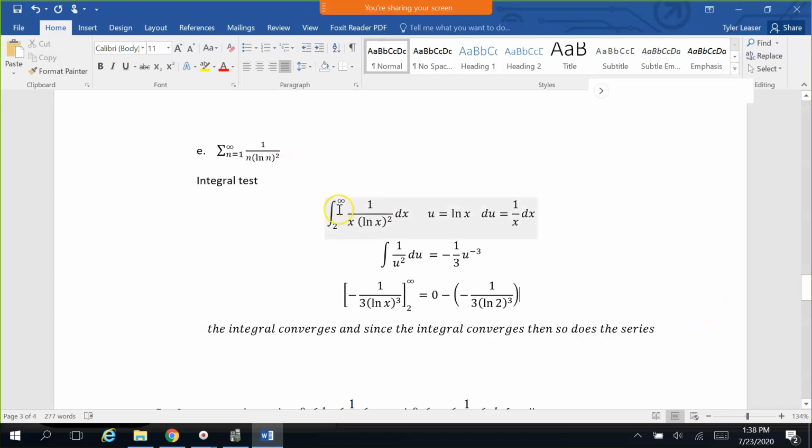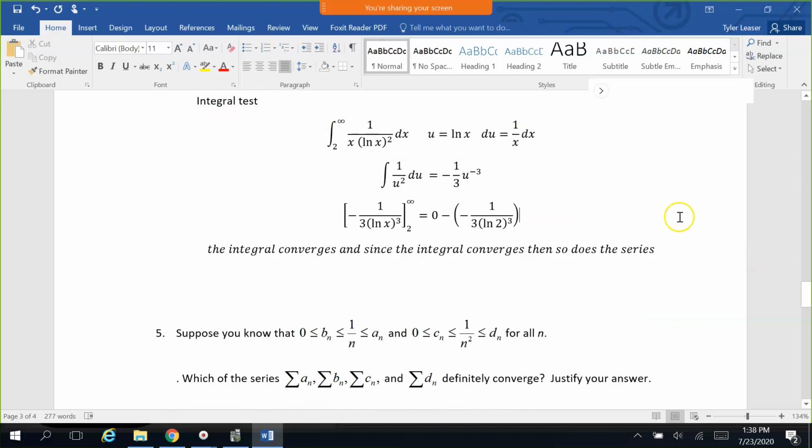Okay, again, so we did the integral. The integral came out to be a number. Doesn't matter what the number is as long as it's a number and not infinity. And because the integral converges, we get that the series also converges. All right, so another integral test example.